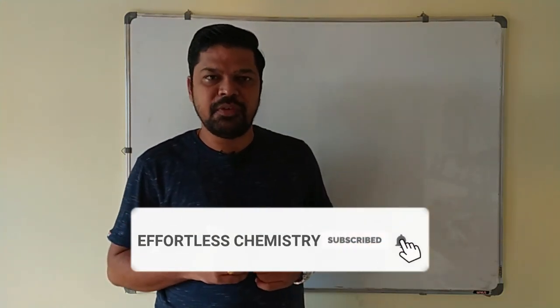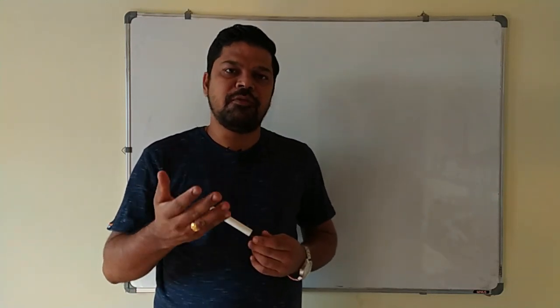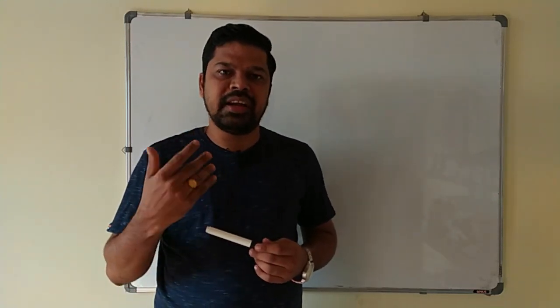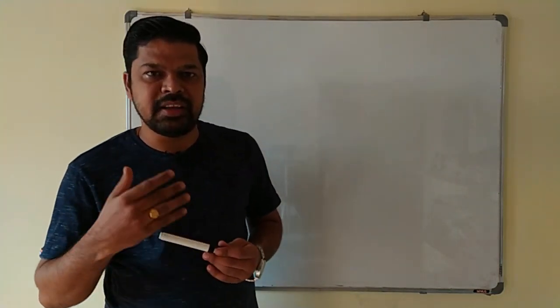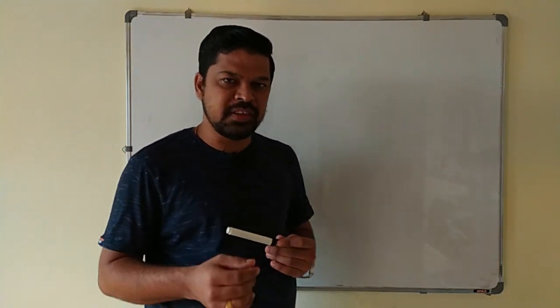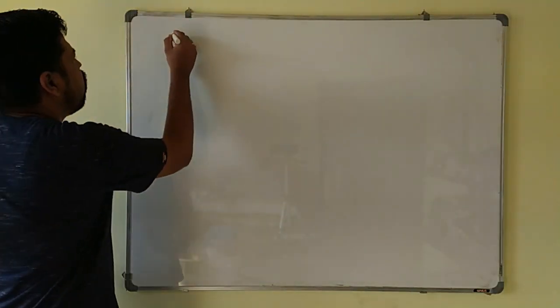We have already started group 15 of the P block elements, and in the last session we discussed up to the phosphorus halides, that is PCl3 and PCl5. Now we will discuss the last part of group 15, that is the oxoacids of phosphorus. This is a very important concept in group 15.